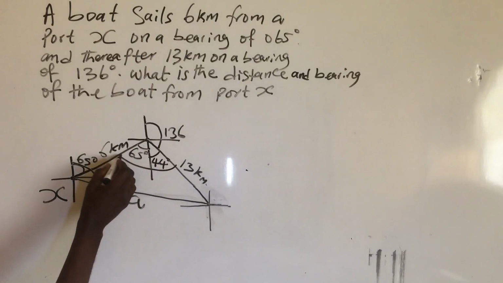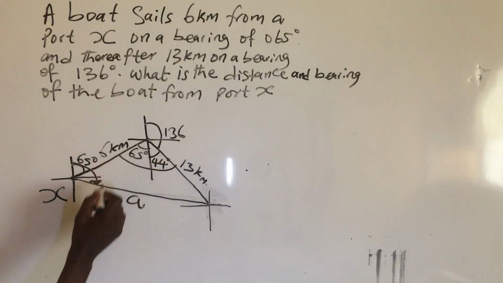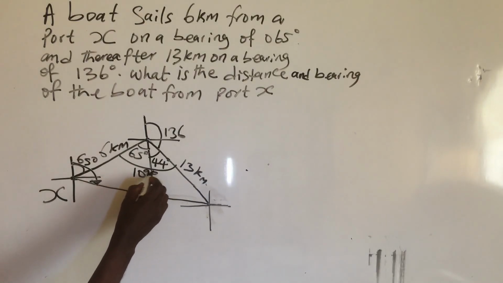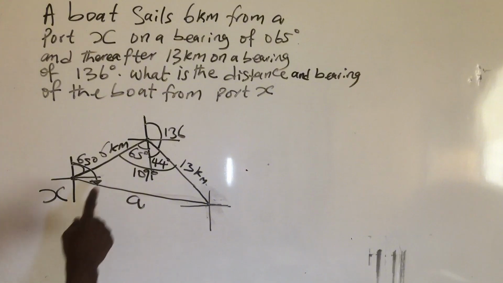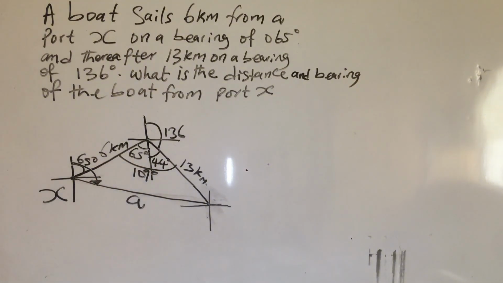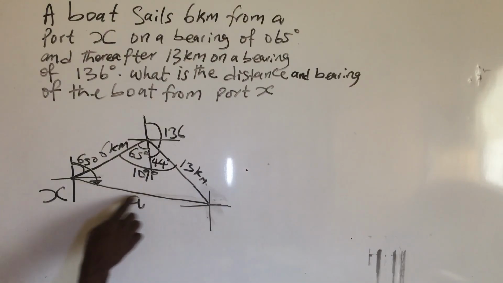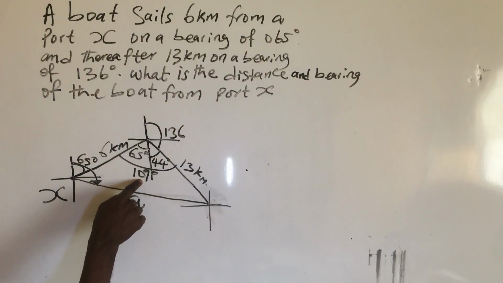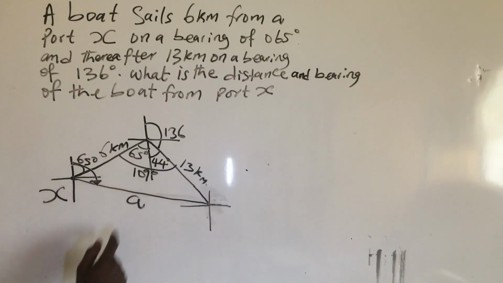And when we add all of them together, we now have 109 degrees as the angle that will be here. Remember that we are looking for this distance. They are asking us this distance. Since we have gotten this angle, to get the distance will be easy for us.